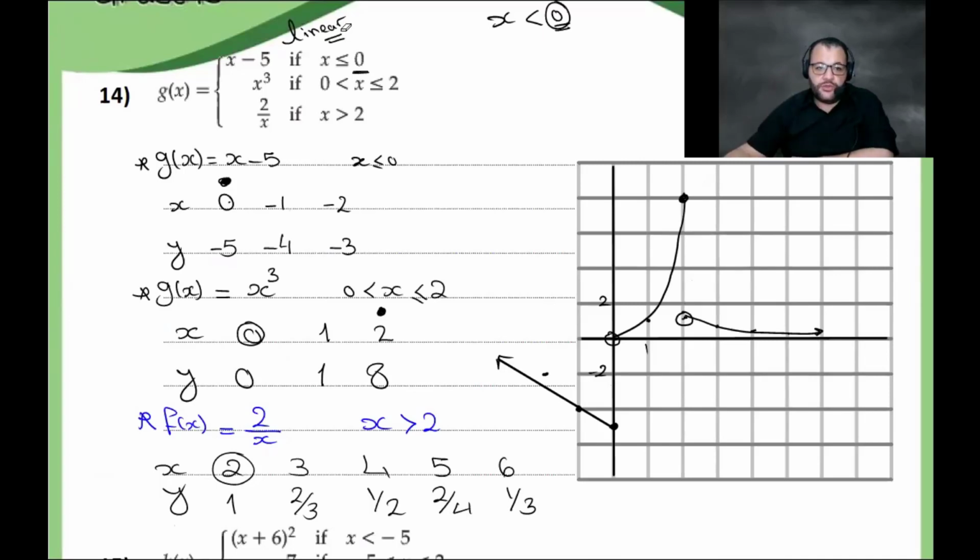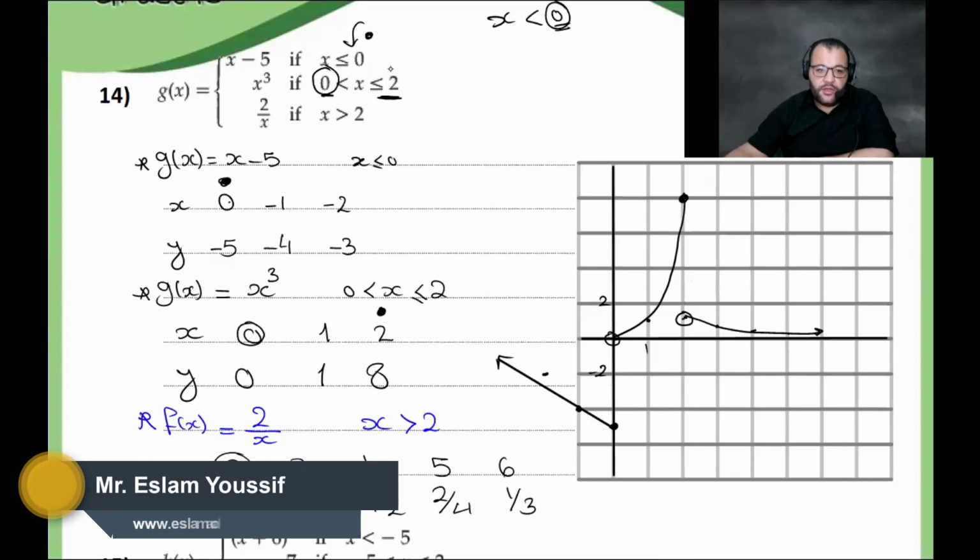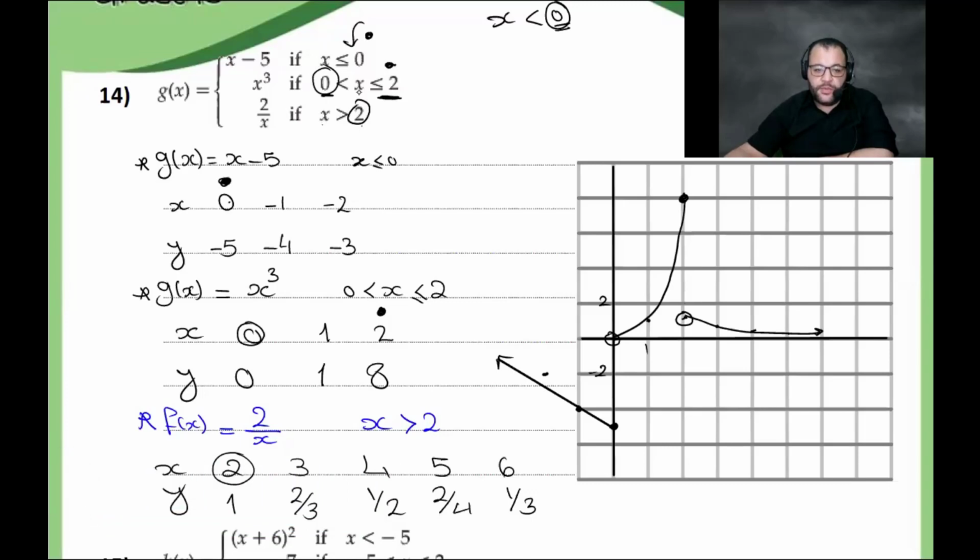You will follow the condition. If I say x is smaller than or equal to 0, you have to start from 0 and make it closed. Now for the second one, between 0 and 2, start from 0 and make it open. From 2 it will be closed. Then the last one, you have to start from 2 and make it open, then continue to the right. Any problem for this one?